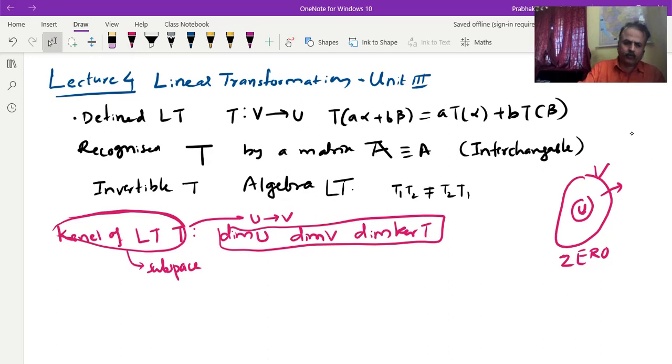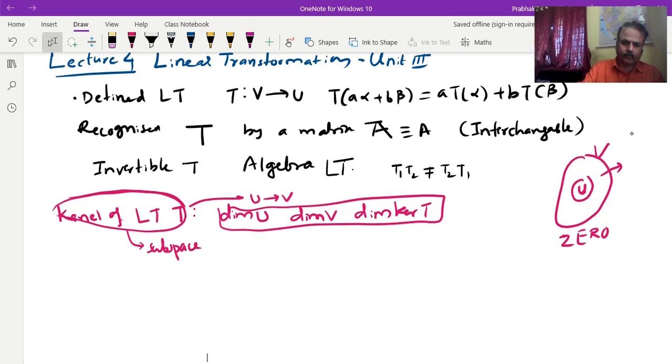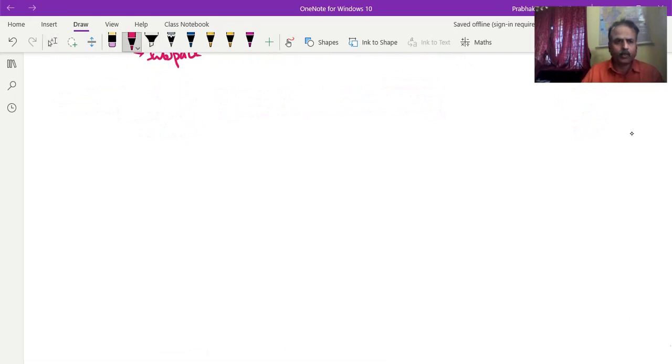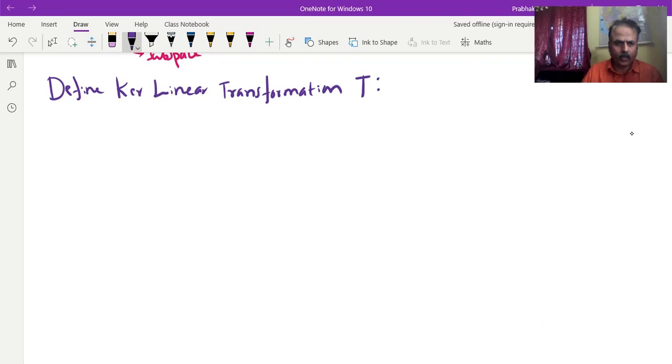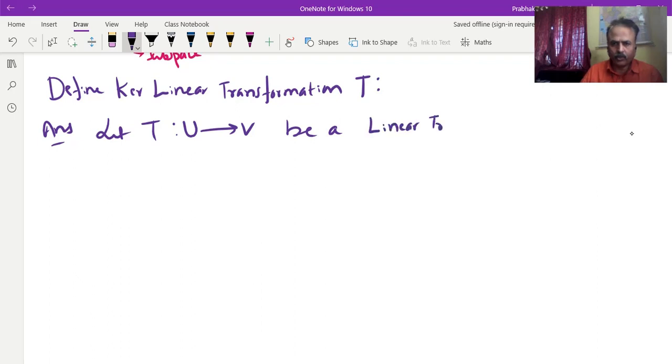So here we go to define kernel of a linear transformation. Usually I do examples and afterwards give the definitions, but here I go with the usual. Define kernel of linear transformation, say T. So then the answer is, let T be a linear transformation from one vector space U to one more vector space V.